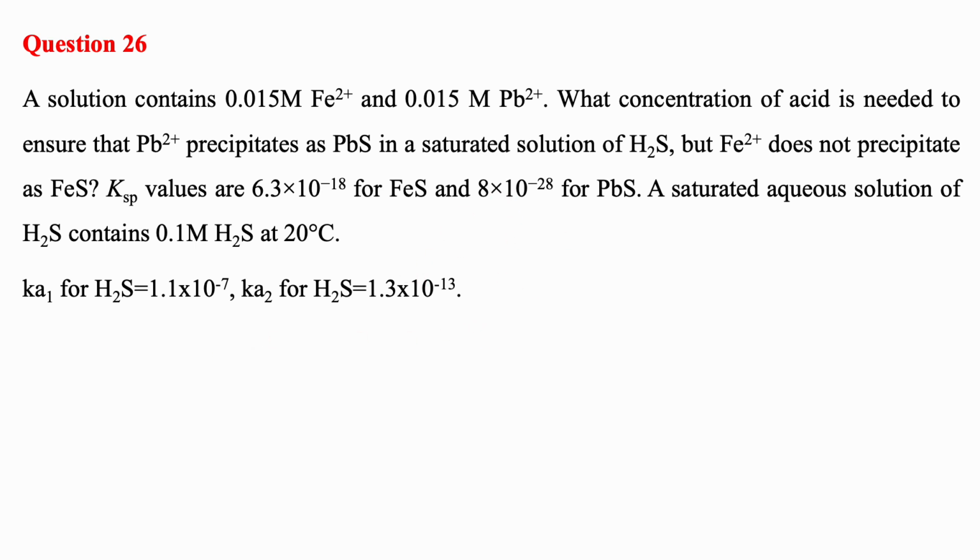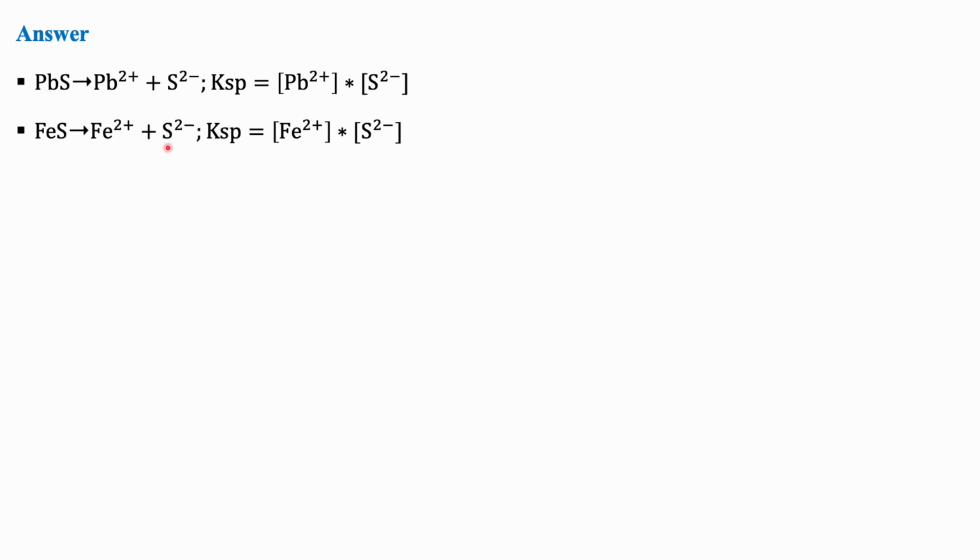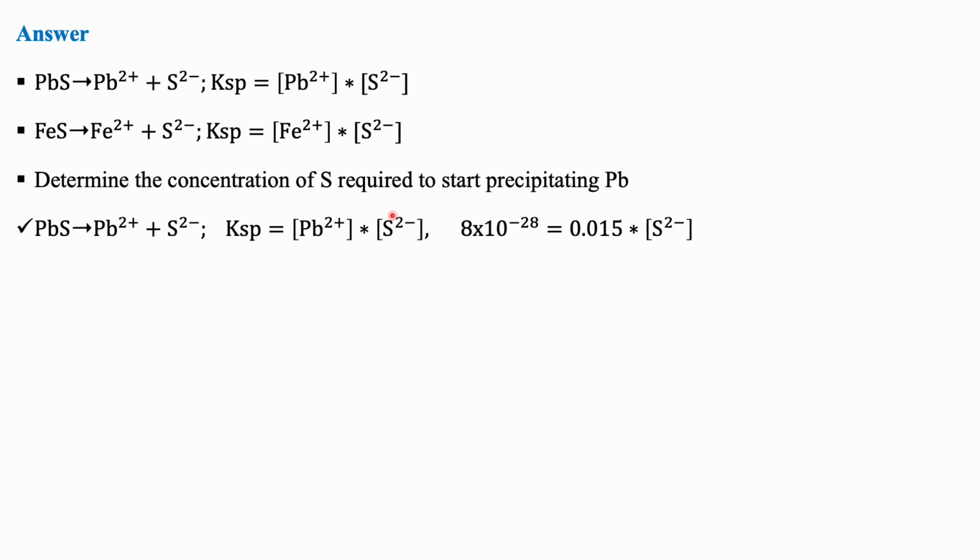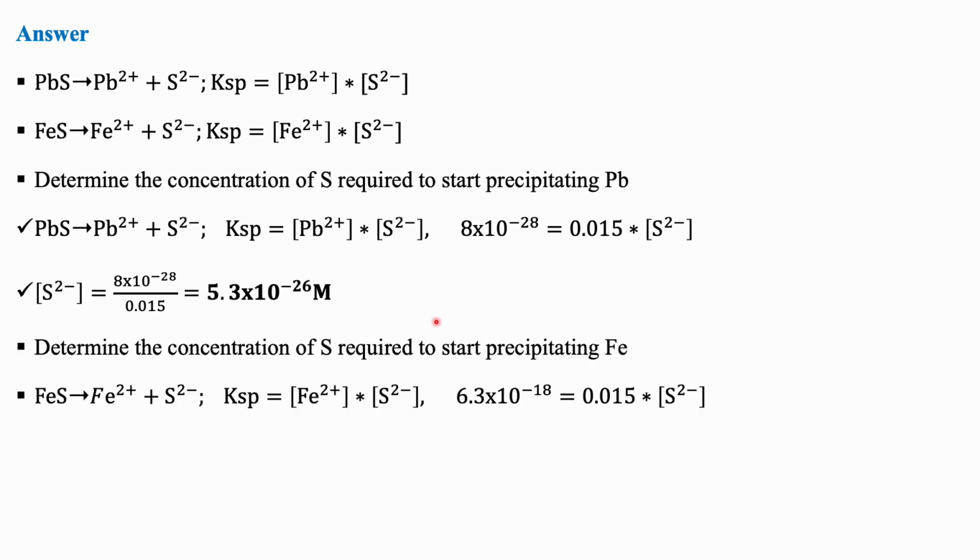So we use the same way to solve this problem. The Ka1 was given, Ka2 was also given, and also we have the concentration of the H2S. What we do, we just find the concentration of the S2- required to precipitate the lead. You also find the concentration of S2- to precipitate the iron. Then, of course, we will be using the expression of the Ksp. We will see that the concentration of the S2- to precipitate the lead will be equal to 5.3 times 10 power negative 26. Then we also determine the concentration of S2- required to precipitate the iron. We see that it will be equal to 4.2 times 10 power negative 16.